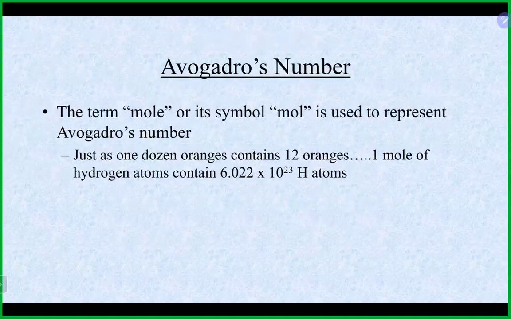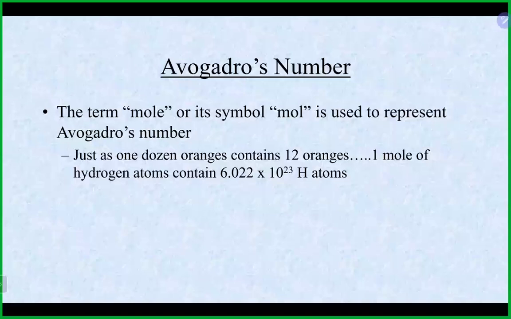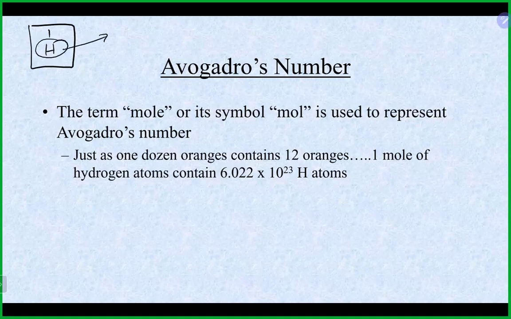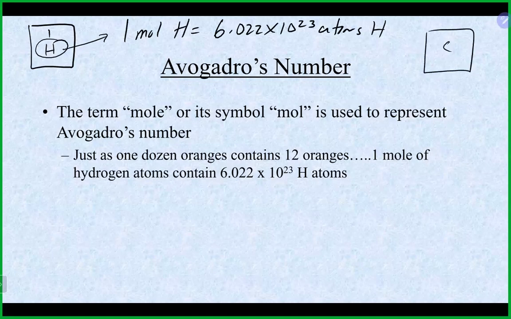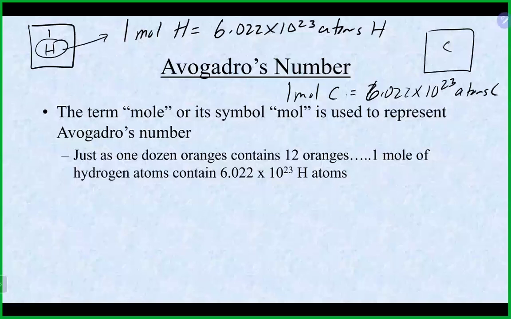Now, like I said, Avogadro's number does mean how much you have. So you could take any element off the periodic table and say in 1 mole of hydrogen, there would be 6.022 times 10 to the 23 atoms of hydrogen. You could do it for carbon too. In 1 mole of carbon, there will be 6.022 times 10 to the 23 atoms of carbon. Again, these could be used as conversion factors.